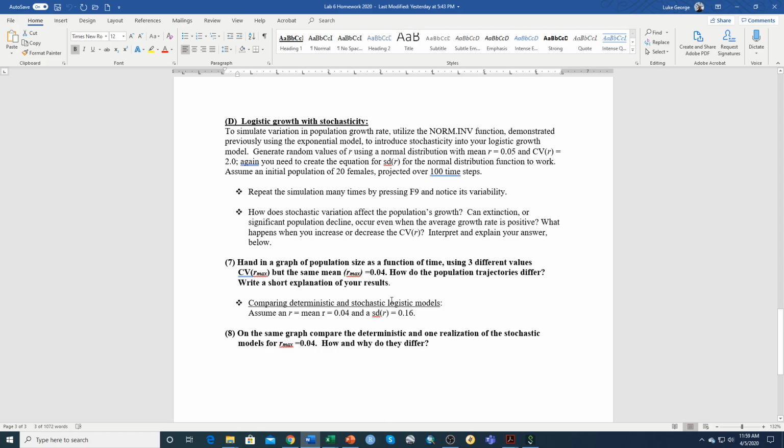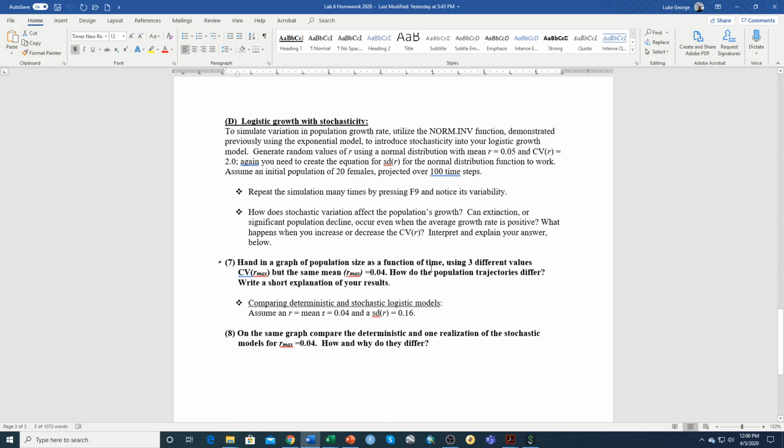Okay, so next in your homework we ask you to do some stochastic plots with the logistic growth equation. First we just want you to calculate some random values of r using a CV of r of 2, and it'll calculate the standard deviation of r for you. And once you do that, if you hit F9 over and over like we said before, it'll just recalculate all those random numbers so you can see how that changes.